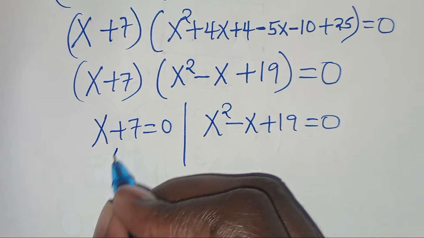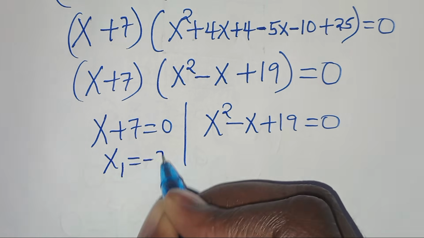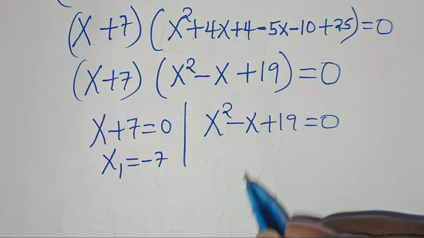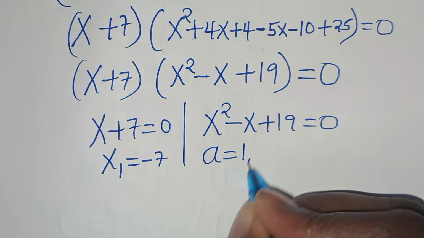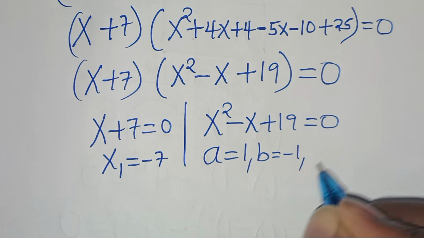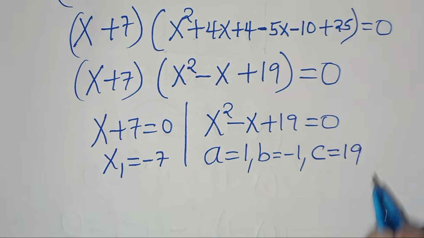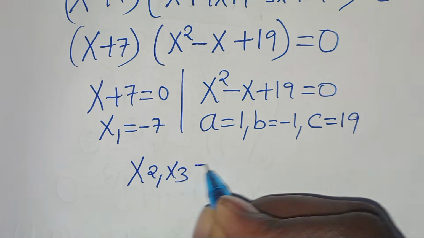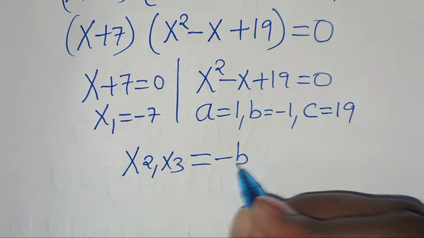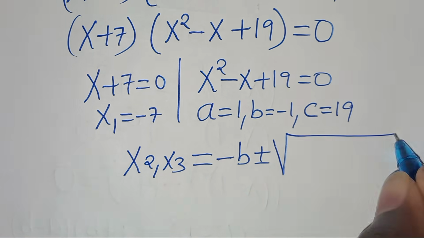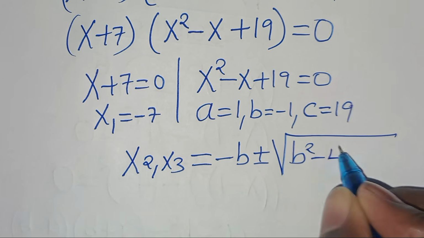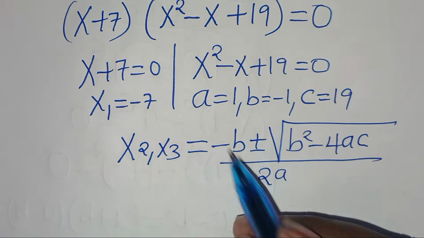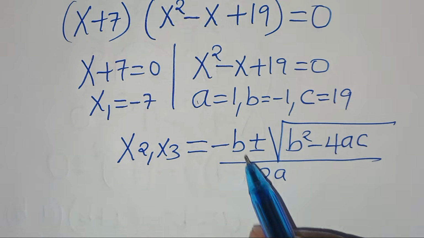From the first part here, we have x1 equal to negative 7. This is a real solution. The second part is a quadratic equation where a is equal to 1, b is equal to negative 1, and c is equal to 19. So we can solve for x2, x3 by applying the quadratic formula, which is minus b plus or minus the square root of b squared minus 4ac, divided by 2a. So now let's substitute the values of a, b, and c in this formula.